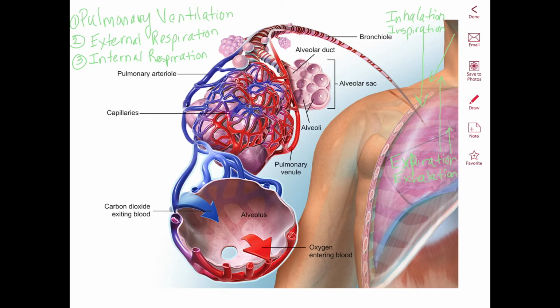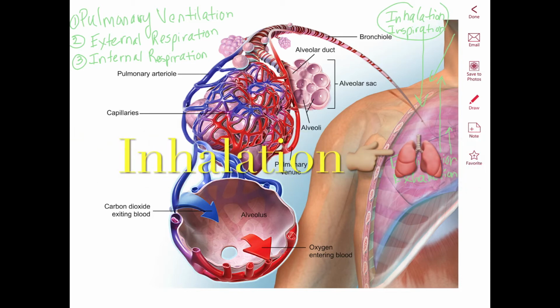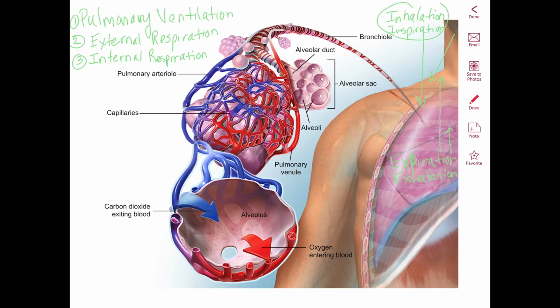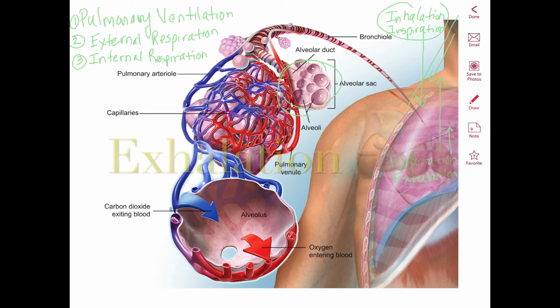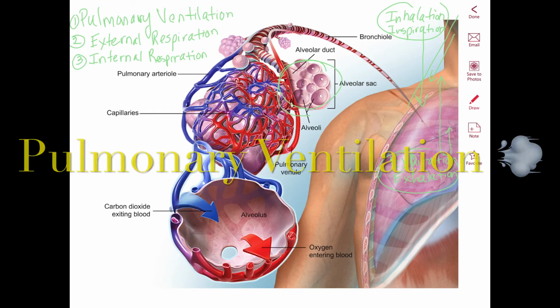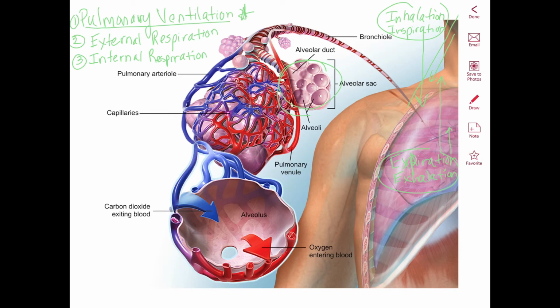Inhalation, or inspiration, is when the air moves from the outside environment to the tiny alveoli within the lungs. So we're going from outside to the inside, and it goes into this area right here. In exhalation, exhaling air results when the respiratory muscles relax, and so we can push that air outside. Together, the process of inspiration and expiration is known as pulmonary ventilation, which is item number 1 here.